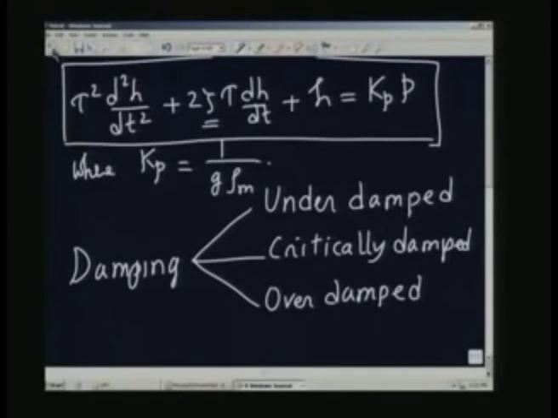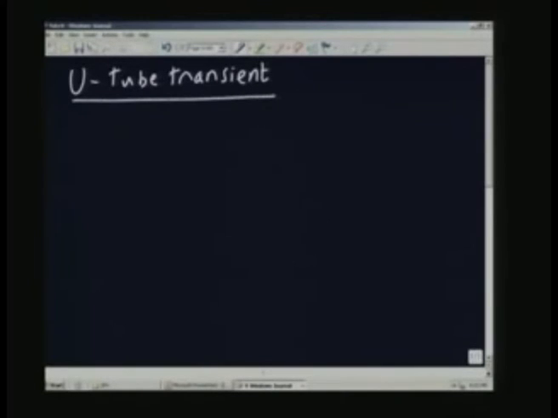So, this is the U-tube transient. I will indicate how the analysis is done by working out the details. We require the properties of the material, which we have to take from a handbook. For example, for mercury, we can get the properties from a handbook of material properties.